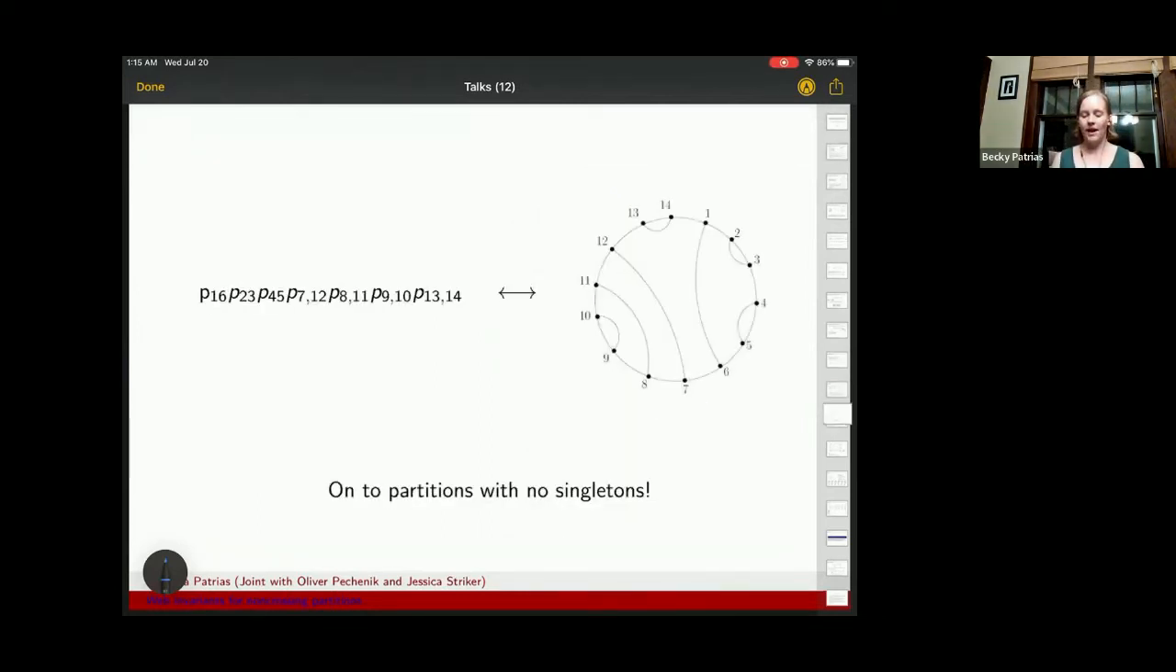All right, so that's the background that we want to fill in for our story. So again, the take-home point from that is if I have any kind of matching, I can easily associate a polynomial. So I'm just going to look at my matching. I see I have 1 and 6 match, so I'm going to have P16 as one of the factors in my polynomial. So I have some nice polynomial associated to my matching that's meaningful and invariant under some action. And this is what we want to recreate for partitions with no singletons.